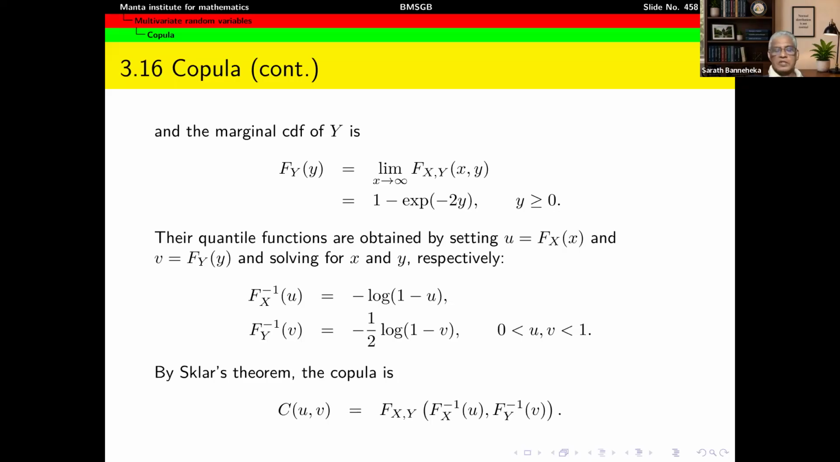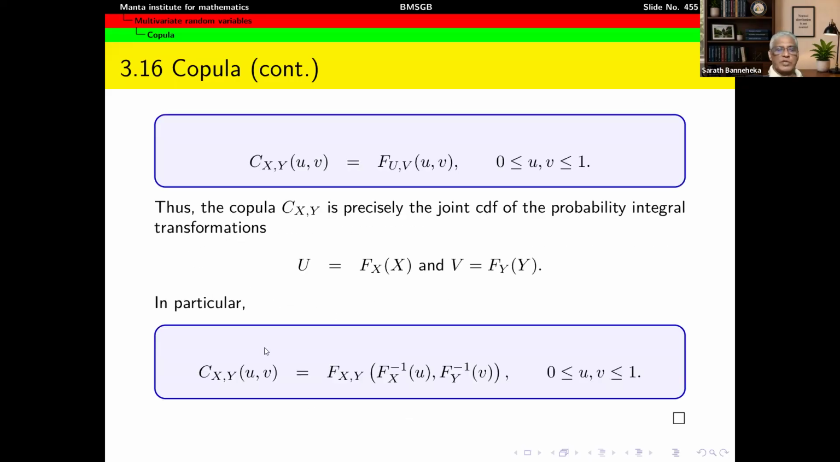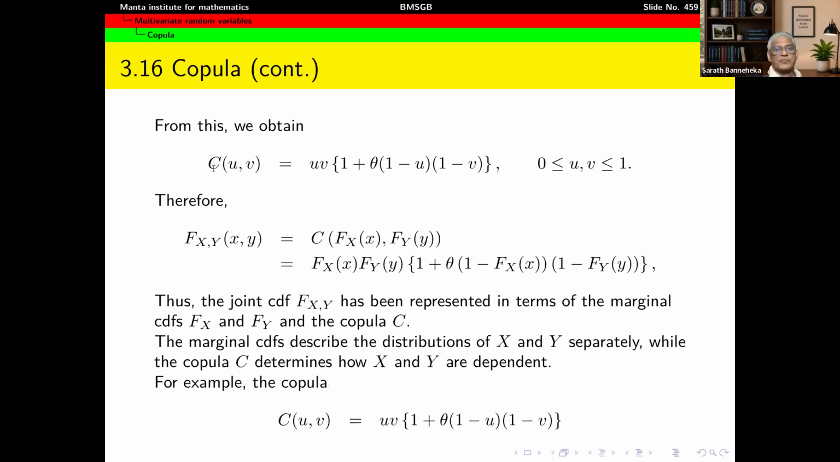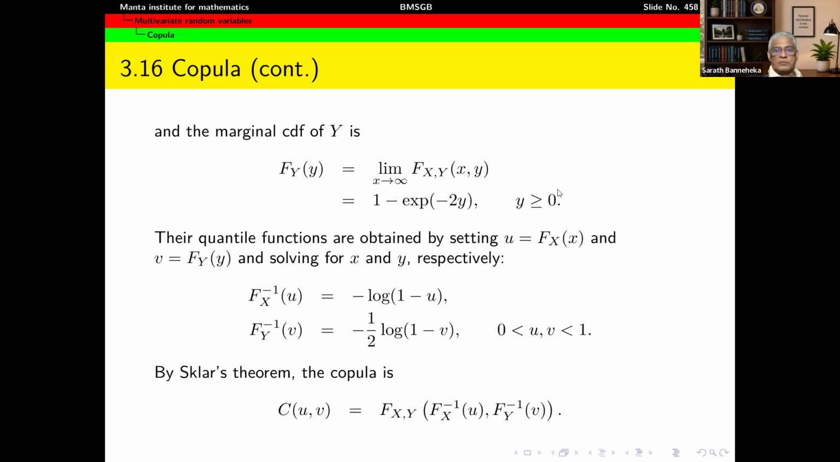So according to the theorem that we just mentioned, we know that the unique copula should be in this form, right? So therefore, we now know the joint CDF. We also know the inverse functions. So therefore, if we substitute those functions into this copula function, we get this expression here, right? So C evaluated at (u, v) is given by this expression.